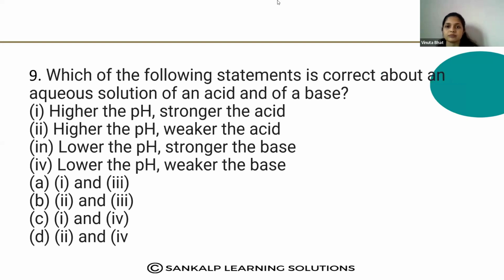Next question. Which of the following statements is correct about an aqueous solution of an acid and a base? Higher the pH, stronger the acid. Higher the pH, weaker the acid. Lower the pH, stronger the base. Lower the pH, weaker the base. Here, lower the pH, nearer to 7, weaker the base. Yes, that is correct.